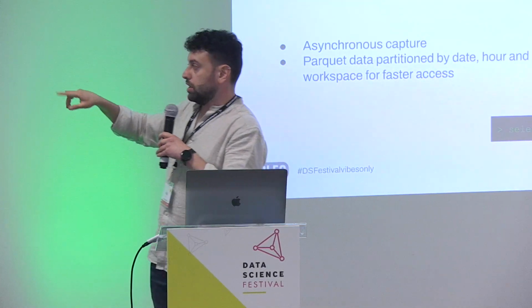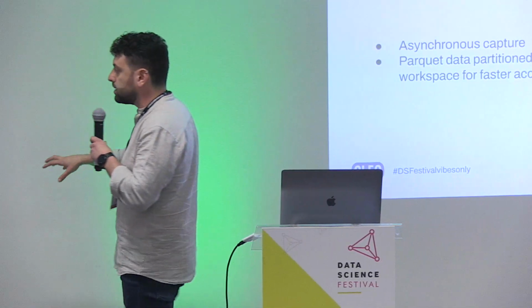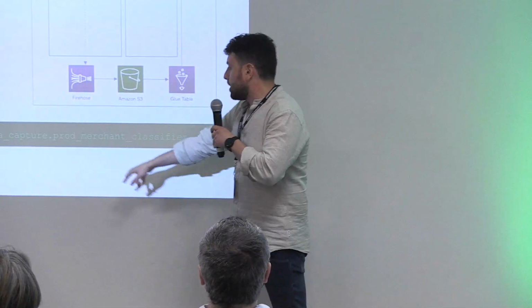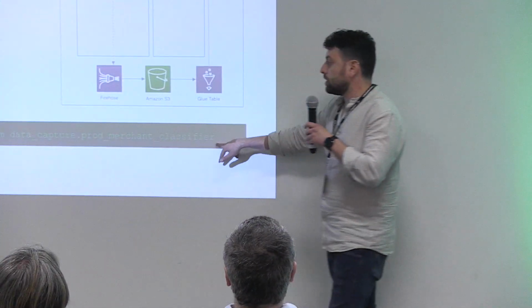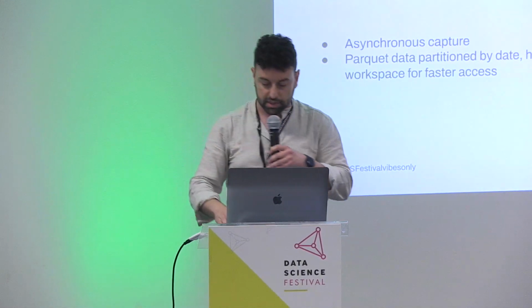Everything is stored in S3 using Parquet in a partitioned way, so it is very fast to access. And it is exposed as an external table in Redshift Spectrum here. So you can just type this on Redshift, and you will be able to see the data of the data capture. It is an asynchronous capture, so it is not impacting at all the performances of the service.